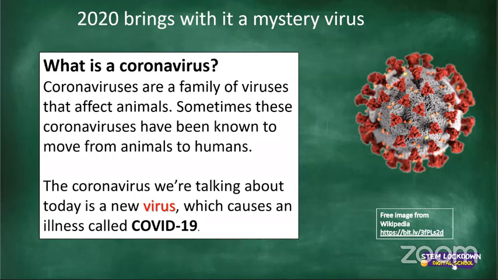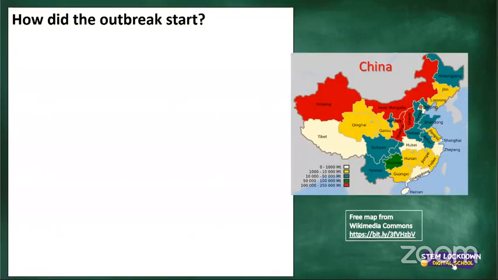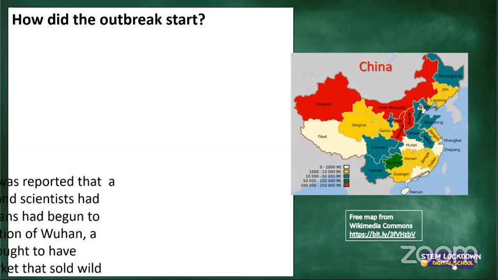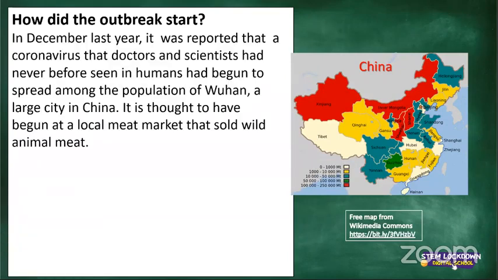How did the outbreak start? So you can see I'm using headings and I'm using some diagrams. In December last year, it was reported that a coronavirus that doctors and scientists had never seen before in humans had begun to spread amongst the population of Wuhan, a large city in China. It is thought to have begun at a local meat market that sold wild animal meat.